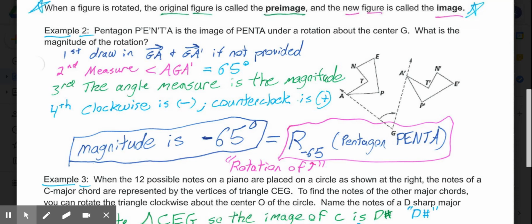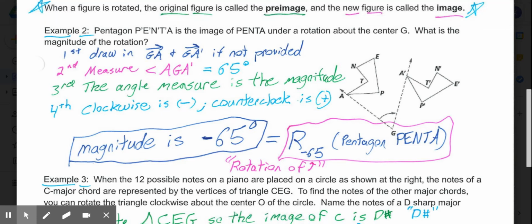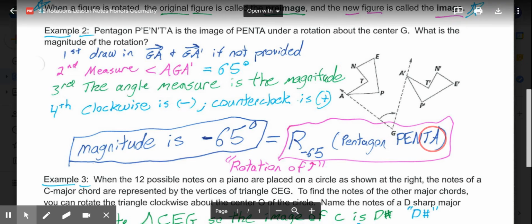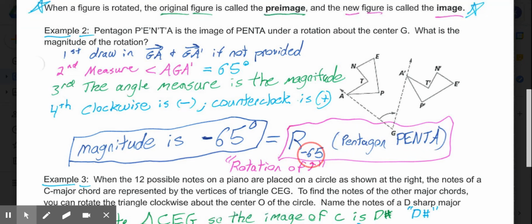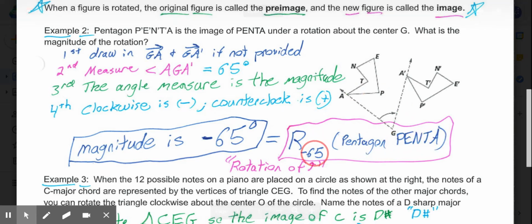Now, the notation of that. If we ever see this type of notation, the capital R reads as rotation of. What's in the parentheses is what we're rotating, and the magnitude goes down here in the subscript. So this would be the rotation of pentagon PENTA of a magnitude of negative 65 degrees.